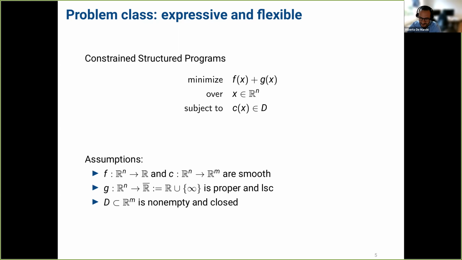If you look at the assumptions behind, they are pretty weak. We assume only f and c are smooth, and in particular, the gradient is only locally Lipschitz continuous. G is proper and lower semi-continuous and also prox-bounded, to be precise. And then D is a non-empty closed set. So we don't assume any convexity at all here. And so we can model really a lot of different problems. And this gives us a lot of flexibility, and we can express a lot of different problem formulations, and so on.